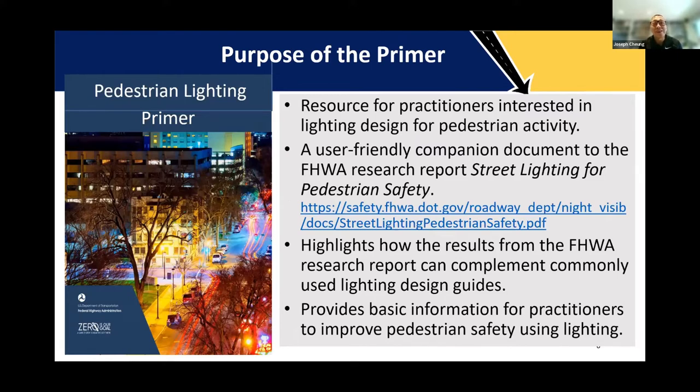They're all more geared towards folks that are very familiar with the terminology and design and all that. And so Federal Highway felt, with such an important recommendation generated by this research report, that we should put together this pedestrian lighting primer, which in essence targets the safety practitioner and provides basic information so that folks can truly appreciate the complexity of designing lighting for pedestrians.